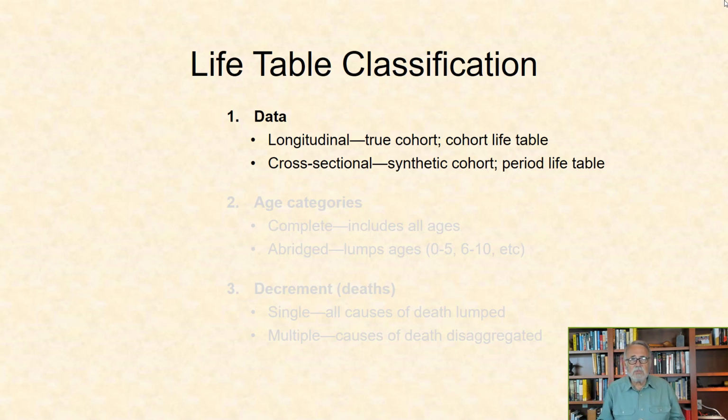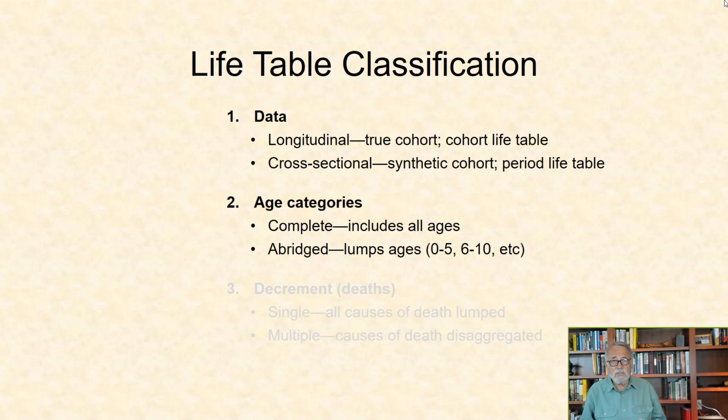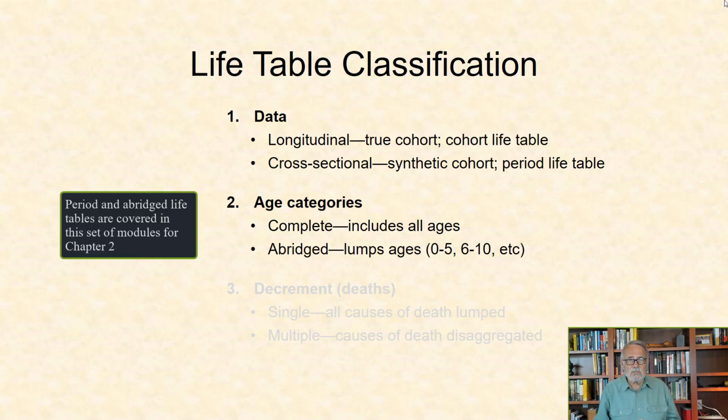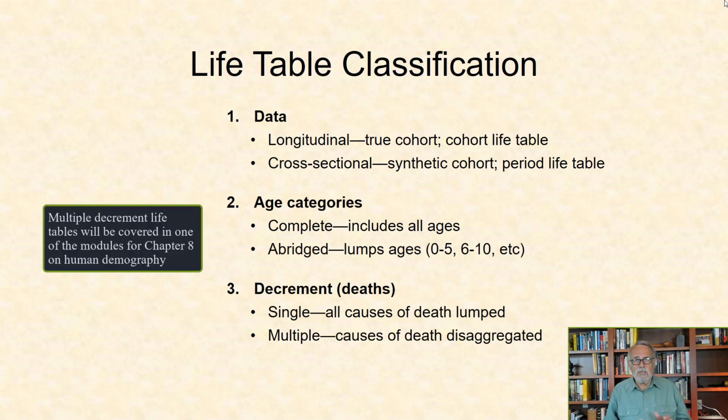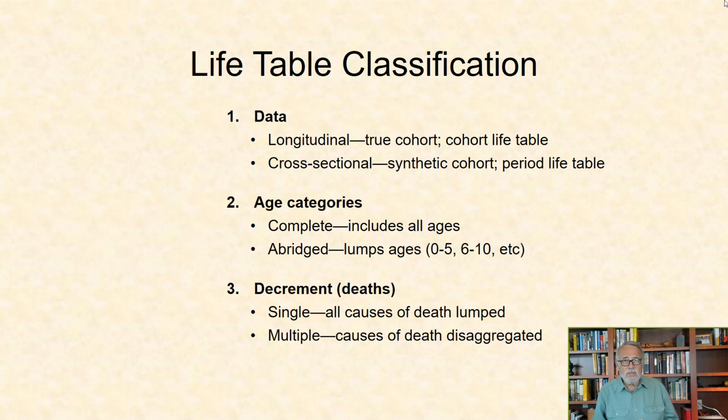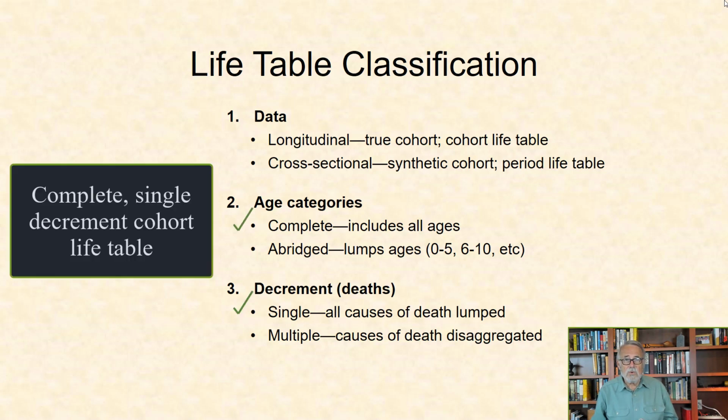The second life table category involves age and includes either complete, in which data on all ages is included, versus abridged, where ages are lumped, such as 0 to 5, 6 to 10, and so forth. The third category is by decrement, in which a single decrement life table lumps all causes of death, whereas a multiple decrement life table disaggregates death by cause. Thus, the life table I will construct in this module is a complete, single decrement cohort life table.